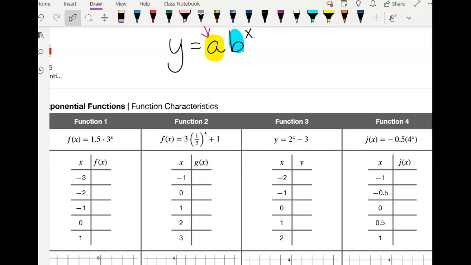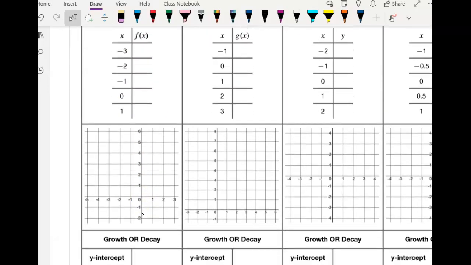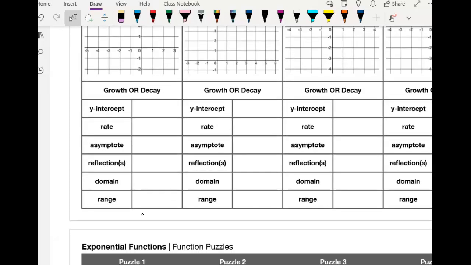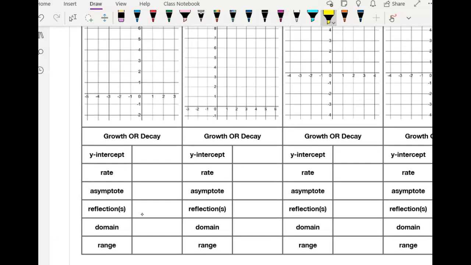So what you want to do, if you haven't already done so, is use your graphing calculator and input all of these functions and get all of your table values. Go ahead and graph them, and identify whether it is a growth or a decay. What was the y-intercept, the rate, and so on. When it's asking if there is a reflection, more specifically, I'm talking about a vertical reflection. I want to make sure that part's clear. If there's not a vertical reflection, you can simply write NA or none, okay?